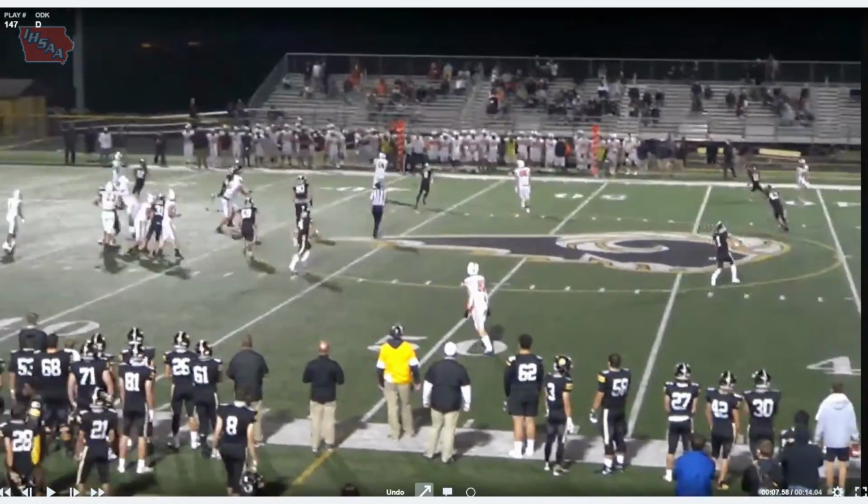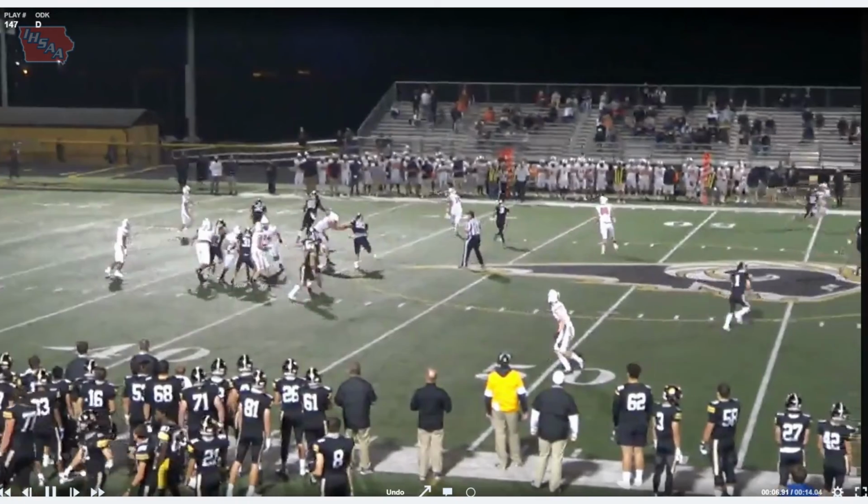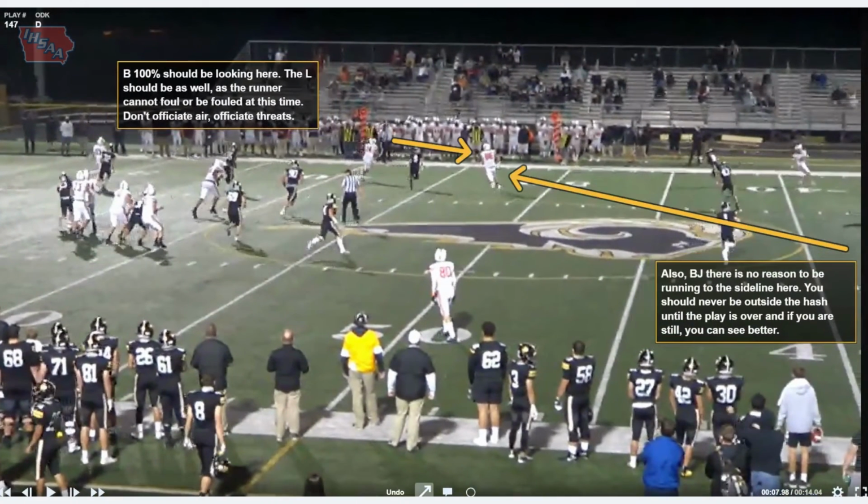Okay, let's take a look at this one here. Maybe this is our first play. No. Okay. Back judge should 100% be looking here. The line judge should as well. The runner cannot foul or be fouled. Don't officiate error, officiate threats, as we've been talking about over and over. No reason for our back judge, you're going to see he's running toward the sideline. We don't ever want you to be outside the hash until the play's over anyway. So just settle in and be able to see this action.